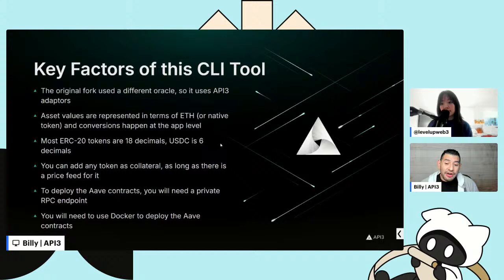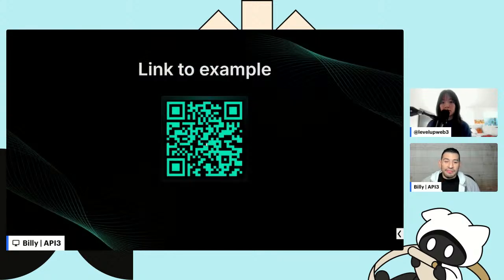You will need to use Docker to deploy Aave contracts. Why do we do that? Because it uses an older version of Node, and not everybody is going to have NVM to manage Node versions, and they're going to run into a lot of complications. So we have Docker that will set up that Node environment to deploy it much, much easier for you. The link to the example here is the GitHub repo.